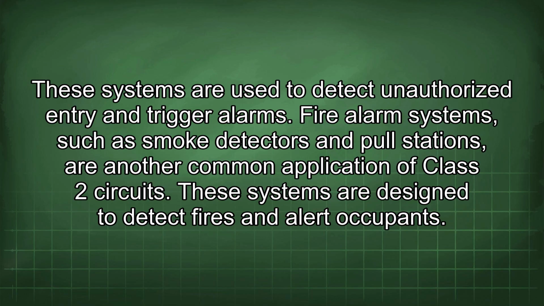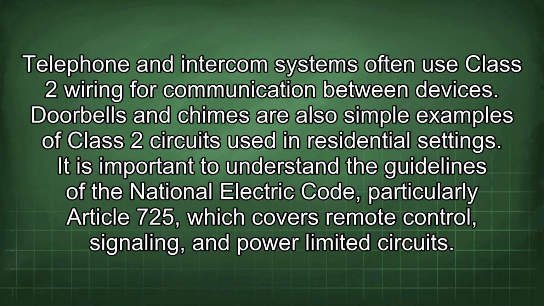Fire alarm systems, such as smoke detectors and pull stations, are another common application of Class 2 circuits. These systems are designed to detect fires and alert occupants. Telephone and intercom systems often use Class 2 wiring for communication between devices. Doorbells and chimes are also simple examples of Class 2 circuits used in residential settings.